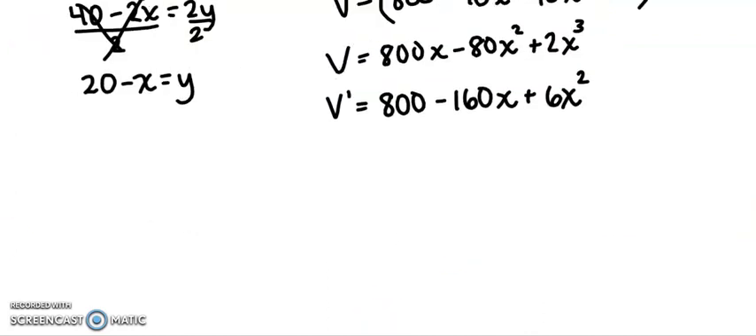Okay, now I don't have a calculator, so this is a little bit frustrating, but I'm going to set this equal to 0.